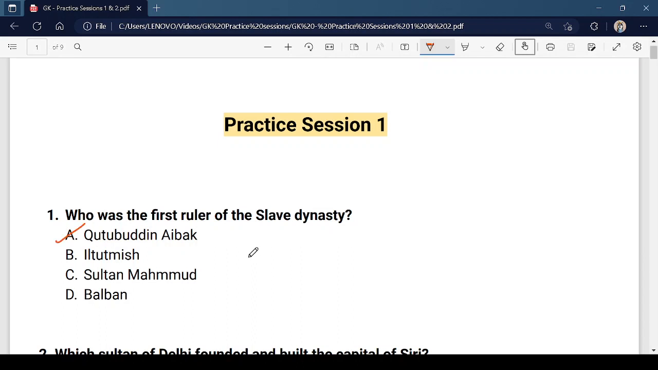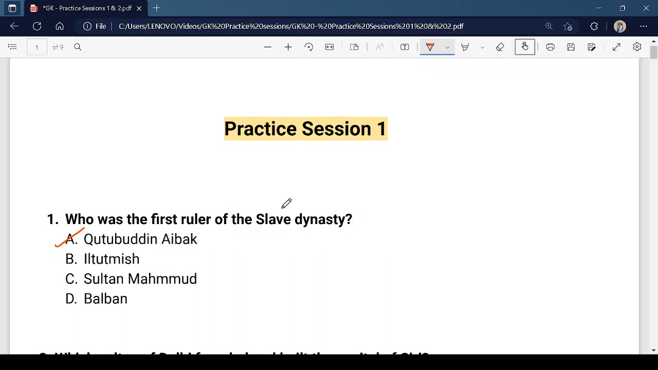Guys, when you read a question, you can also note from where the question is, from which topic they are asking. If you look at Slave dynasty, this question is related to medieval Indian history. If you have practiced any questions or read the basics from that topic, you will recollect all the things that you have learned from that particular topic. So basically, the Slave dynasty is related to medieval Indian history.